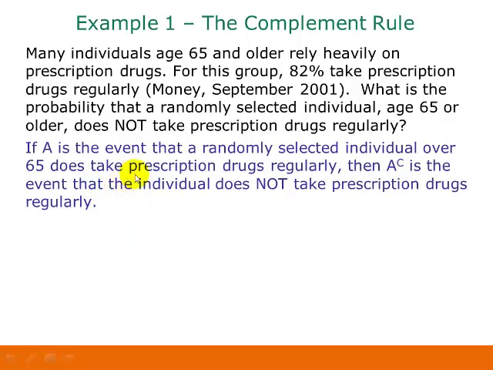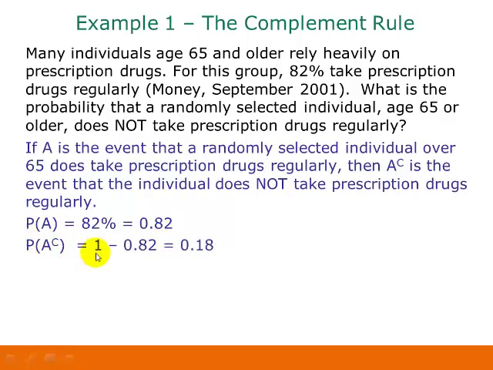So if we let A be the event that a randomly selected person over 65 does take prescription drugs regularly, then A complement is the event that the individual selected does not take prescription drugs regularly. Now we were told that 82% do take prescription drugs regularly, so we can assume that the probability of selecting an individual in that group would be 82% or 0.82. So the probability of the complement would just be 1 minus that, so 1 minus 0.82 would be 0.18 or 18%.